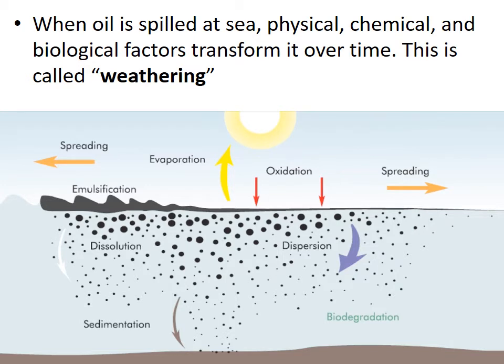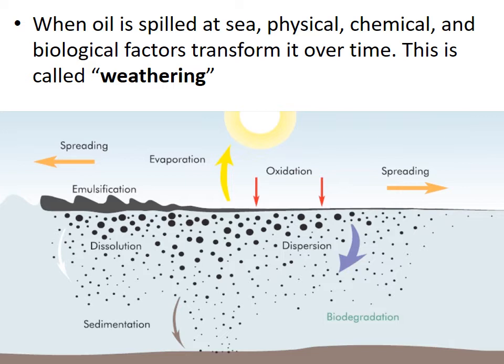When oil spills, it is transformed over time through the various physical and chemical processes in the environment that act on that spilled oil. And we call those changes over time to the oil spill weathering. It's sort of like weather is acting on the oil spill and changing it. So this diagram shows a lot of the different weathering processes.